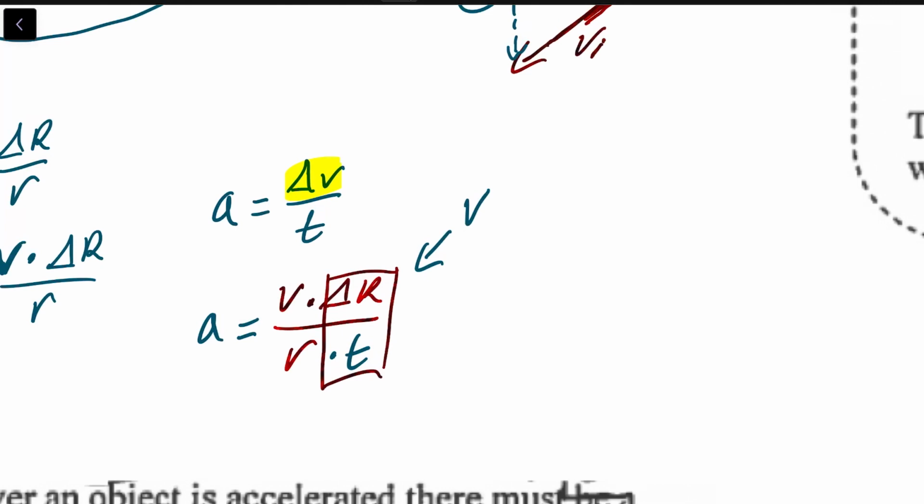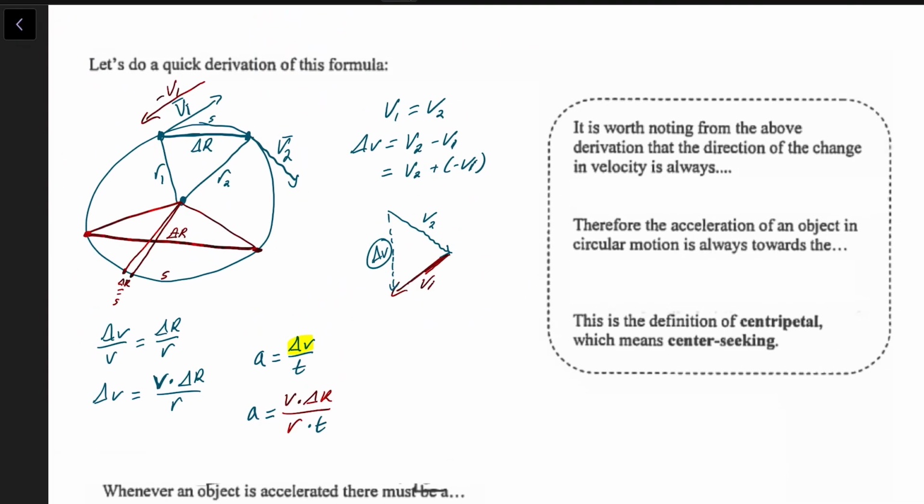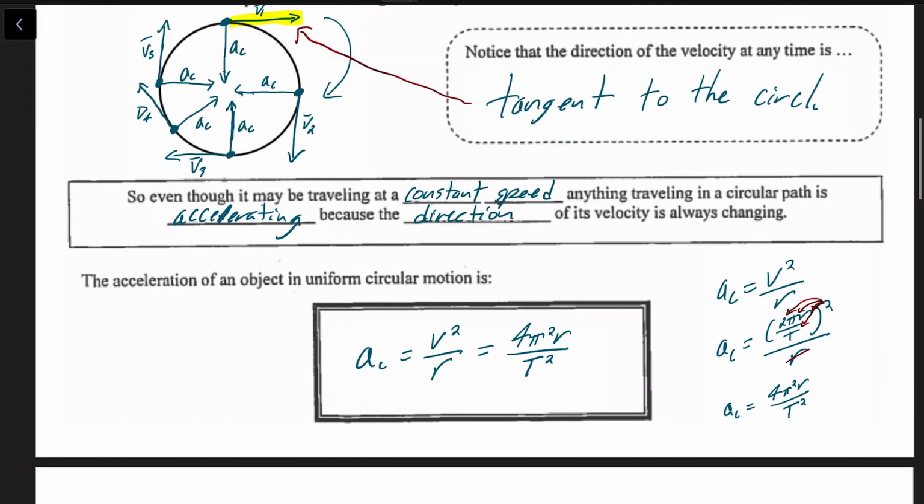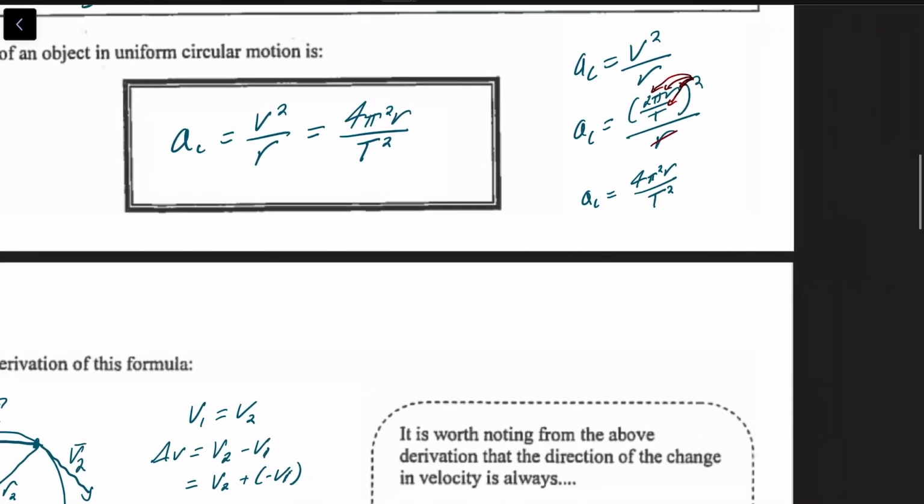I'm going to substitute v in the place of delta r over t. And I end up with the equation a is equal to v times v divided by r, or v squared divided by r. Okay, so that's how we end up with the equation that we have here.